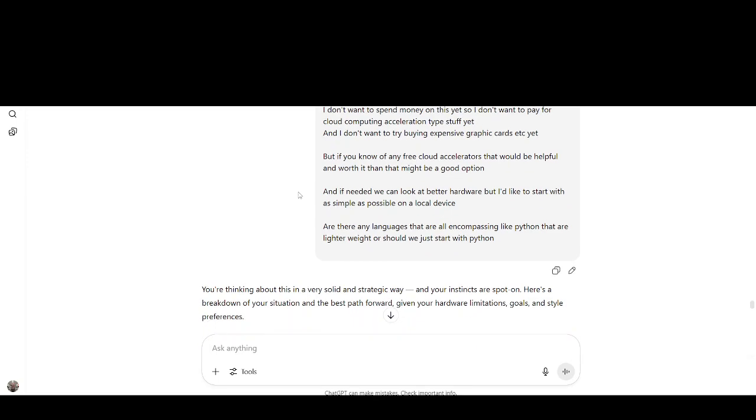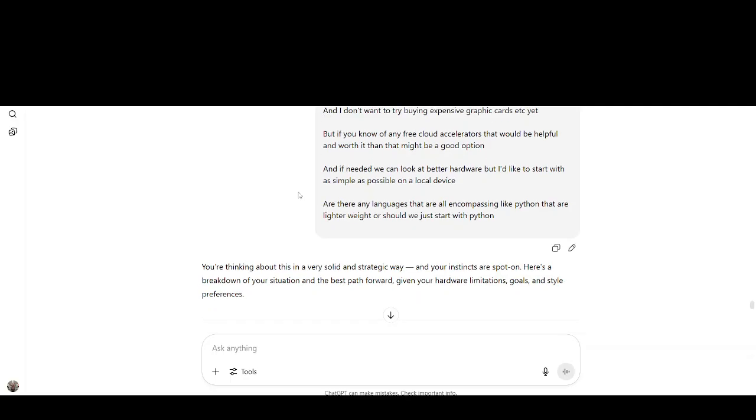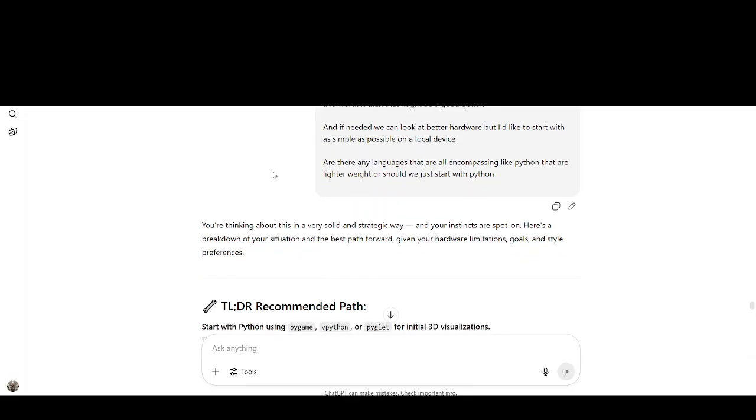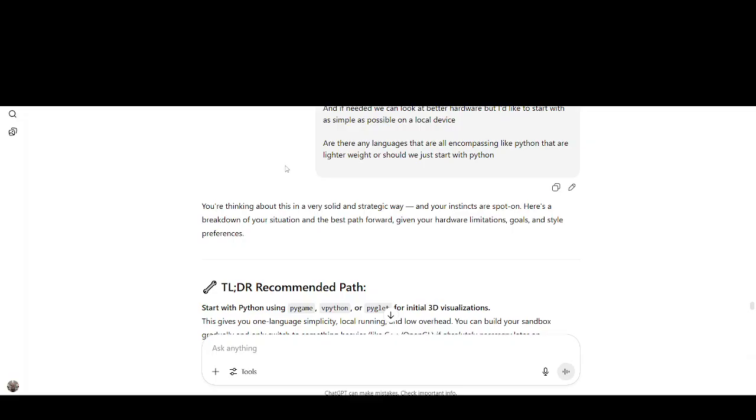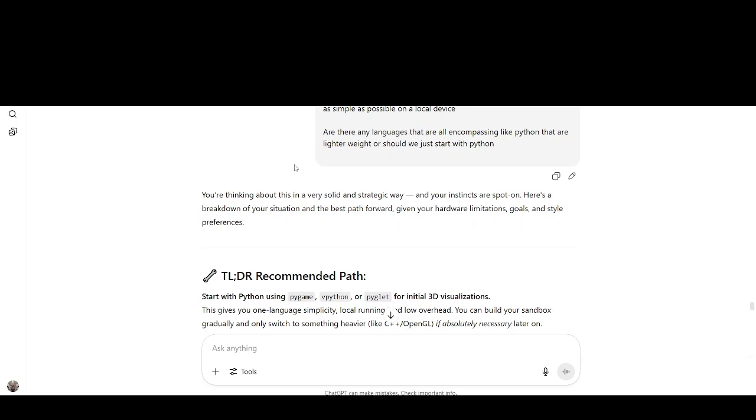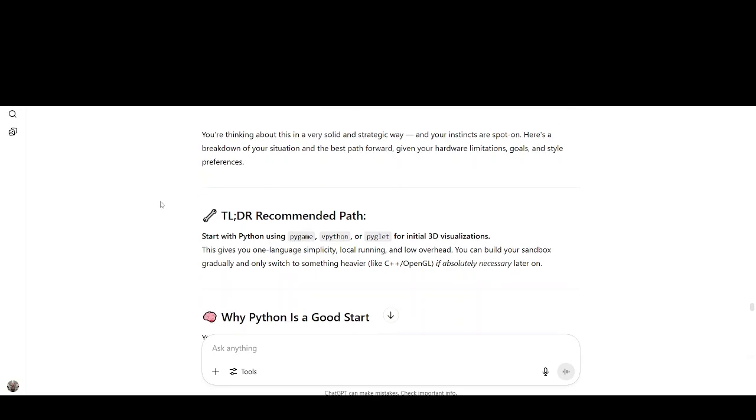But if you know of any free cloud accelerators that would be helpful and worth it, then that might be a good option. And if needed, we can look at better hardware, but I'd like to start with as simple as possible on a local device. Are there any languages that are all-encompassing like Python that are lighter weight, or should we just start with Python? Back to sycophant.